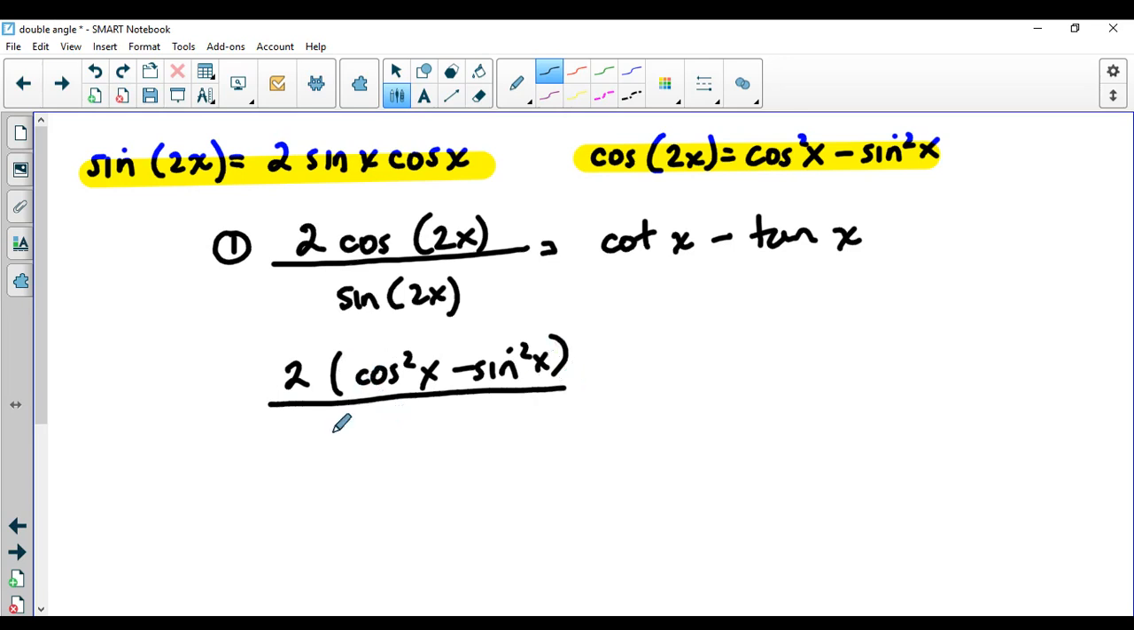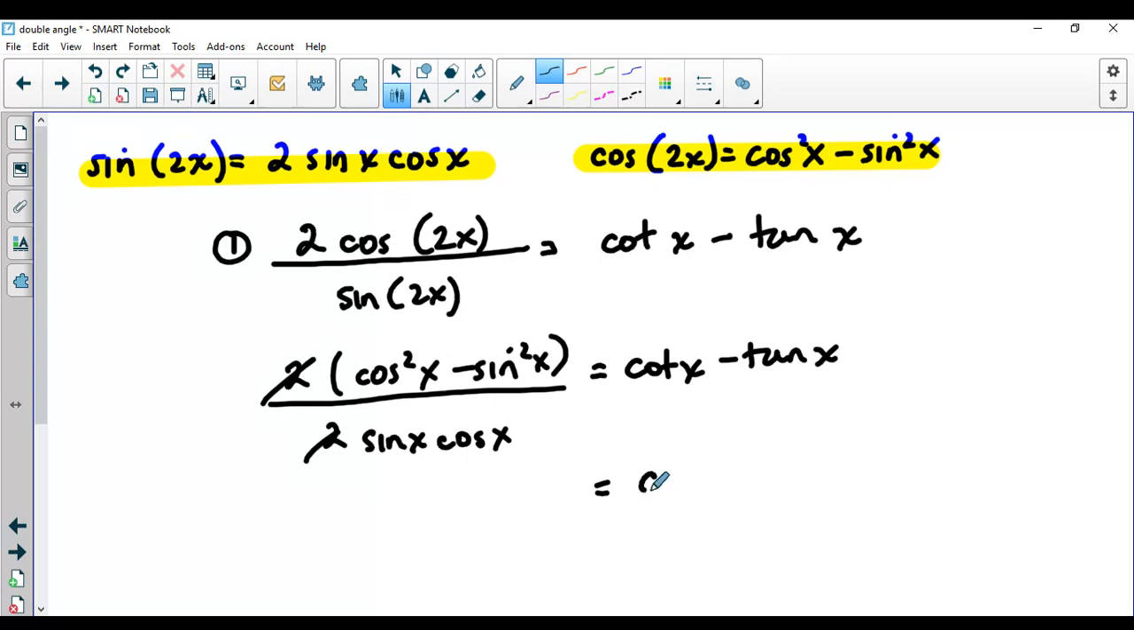Double angle of 2 sine, the sine of the double angle is equal to 2 sine x cosine x. And I'm going to simplify that. And that gives me cotan x minus tan x. So we have simplified. First of all, we removed the double angle and we put in the equivalents. So now I'm going to work with the right side.